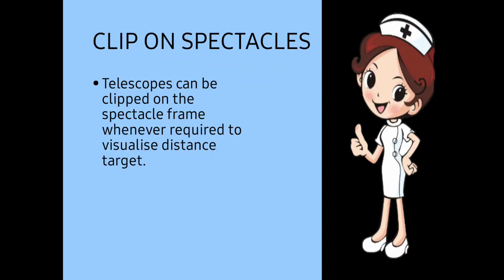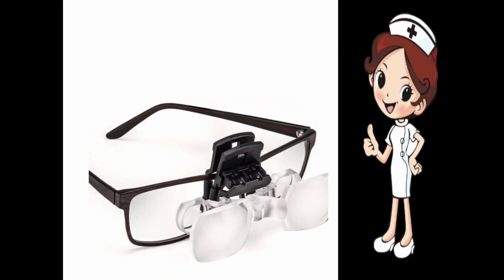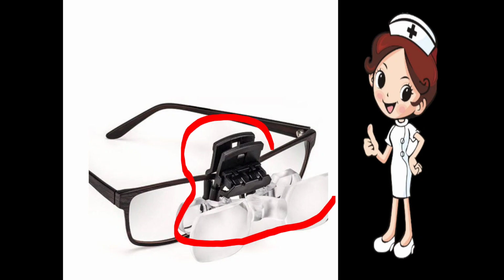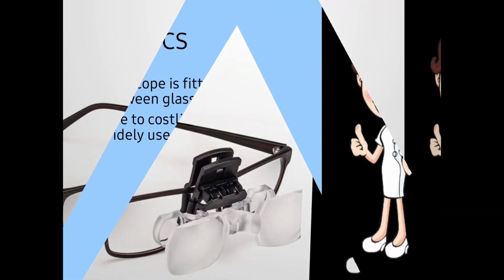Next one, clip on spectacle. The telescope can be clipped on the spectacle frame whenever required to visualize a distance target. Whenever you want to visualize the distance target, it can be clipped on to the spectacle frame. You can attach it anytime, that's why they are known as clip on spectacle.